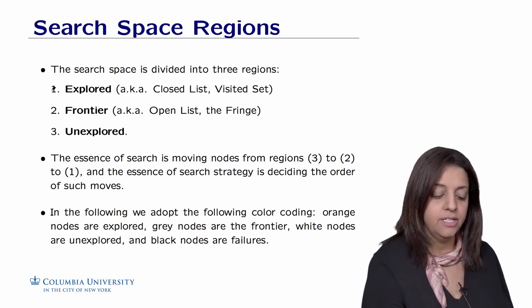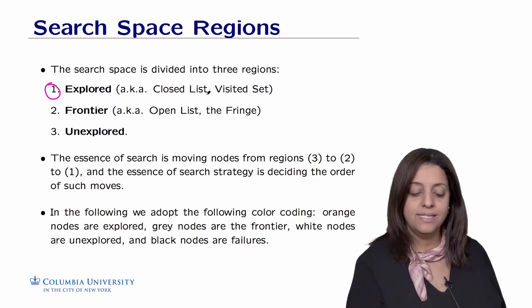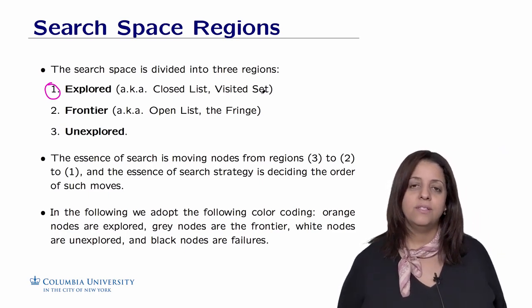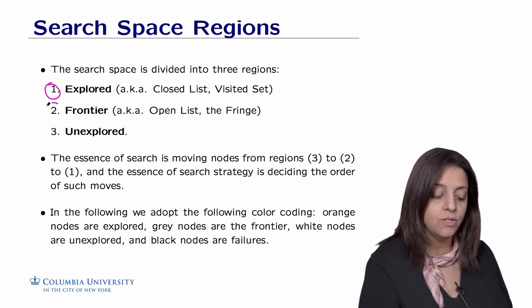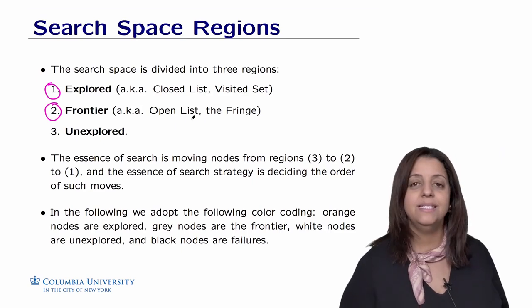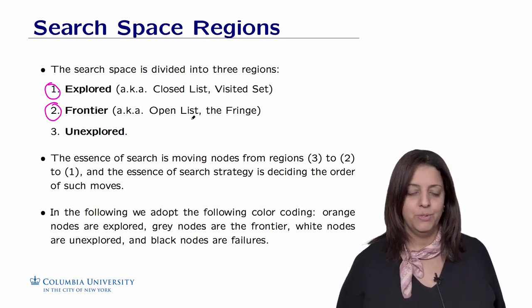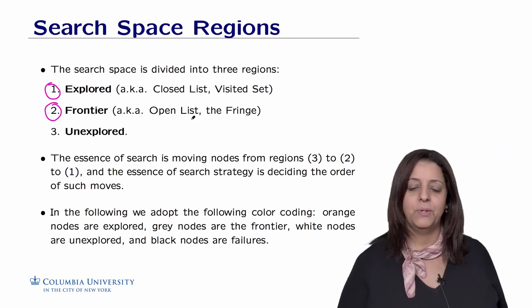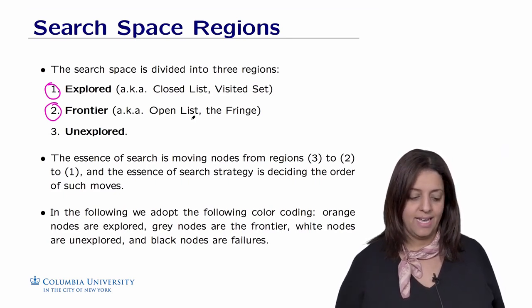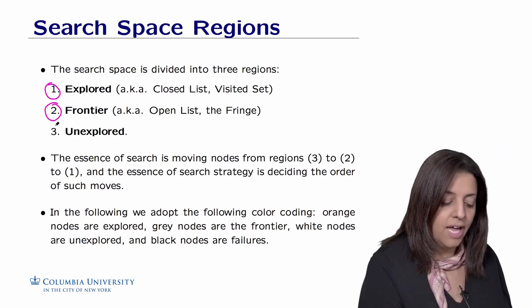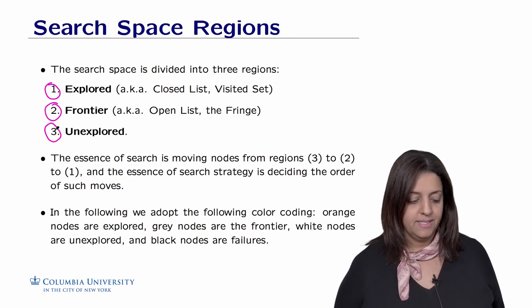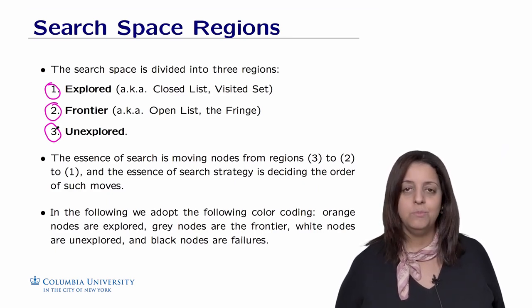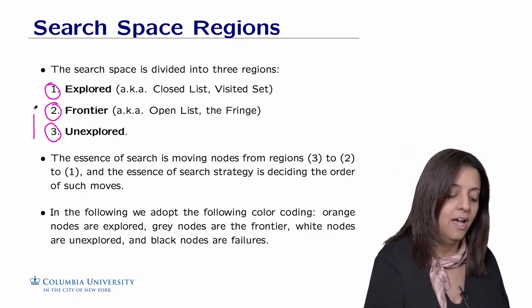The explored region, also called the closed list or the visited set, is all the nodes that are already visited in the search tree. The frontier, also called the fringe or the open list, is what is about to be explored. That's getting ready in a line, in what we call the frontier, ready to be explored next. And finally, we call unexplored nodes those that remain yet to be explored in the search space. So the essence of the search is moving nodes from region 3 to 2 to 1. So this is really going this way.